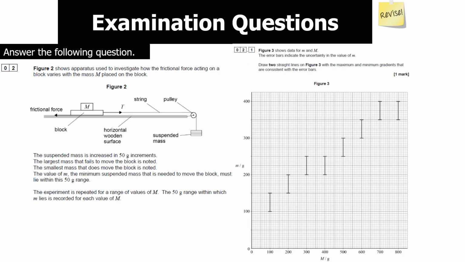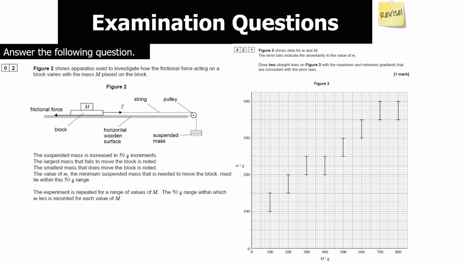The next question says, Figure 2 shows apparatus used to investigate how the frictional force acting on the block varies with mass m placed on the block. The suspended mass is increased in 50-gram increments. The largest mass that fails to move the block is noted. The smallest mass that does move the block is noted. The value of m is the minimum suspended mass that's needed to move the block and must lie within this 50-gram range. The experiment is repeated for values of mass M, and the 50-gram range within which m lies is recorded for each value of big M.